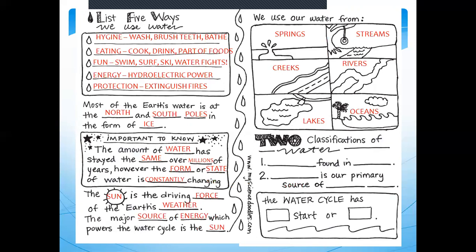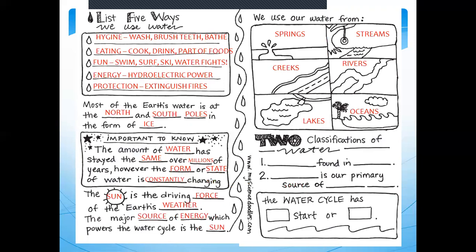We don't use salt water for bathing or eating. The salt is corrosive and will damage the things we wash. And we can't drink salt water because it will actually cause us to dehydrate. However, we can distill the water. We can remove the salt from the water, and ocean water can be used as a source of fresh water once it's been desalinated, or had the salt removed.